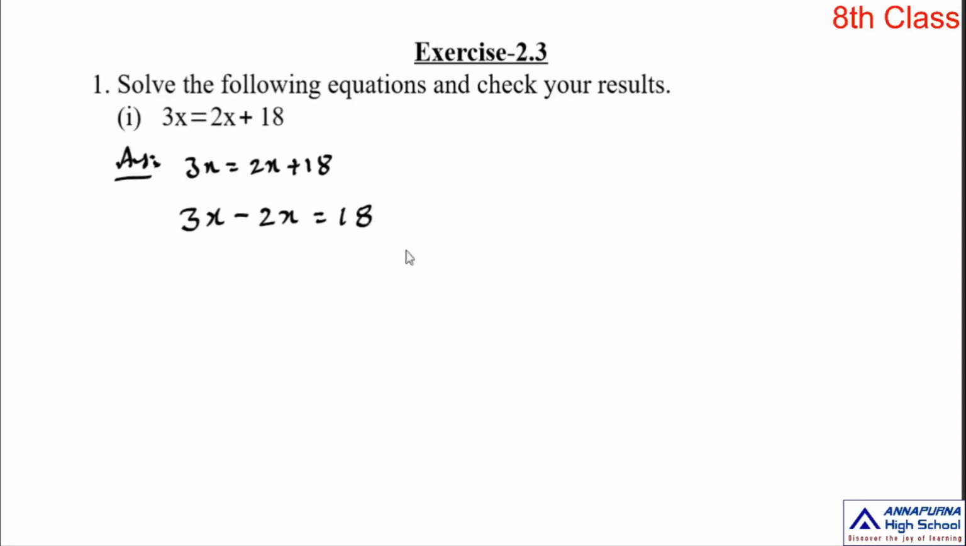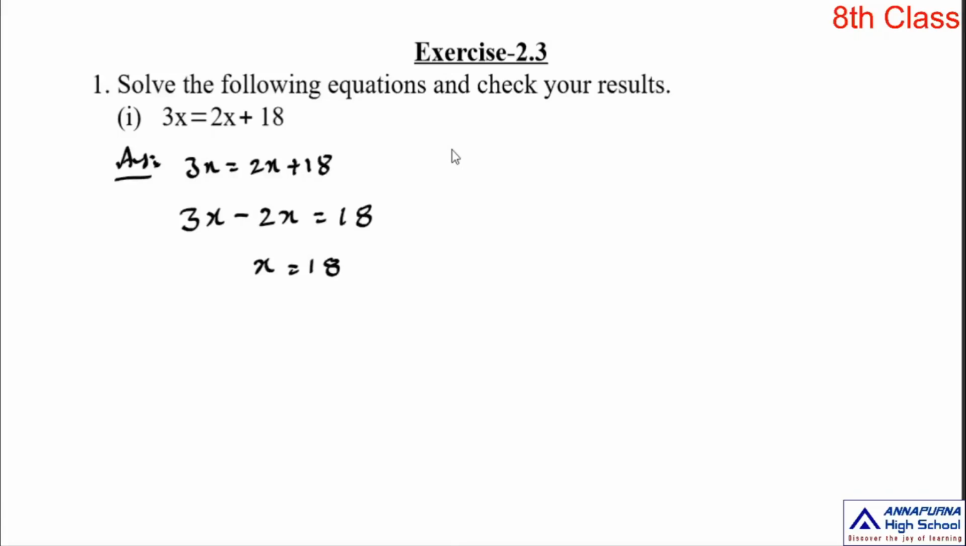Now simplify the left side part and right side part separately. So on the left side 3x minus 2x, both are like terms. So 3x minus 2x is equal to x. On the right side we have only one term, that is the constant 18. So x is equal to 18. So this is the solution for the given equation 3x is equal to 2x plus 18.